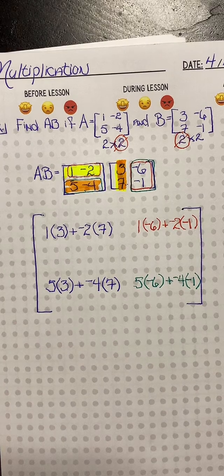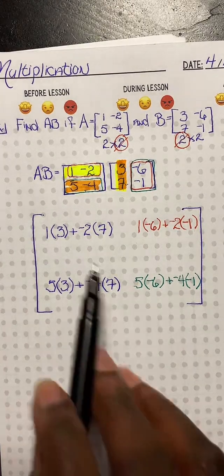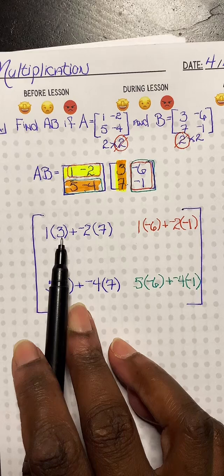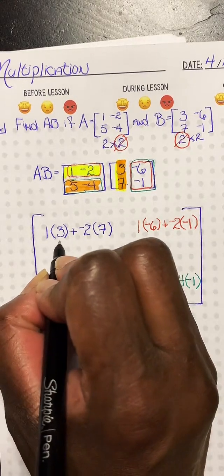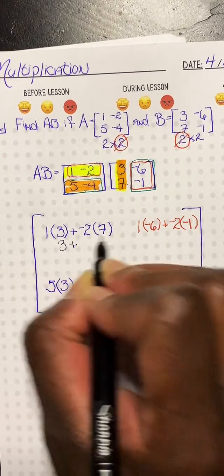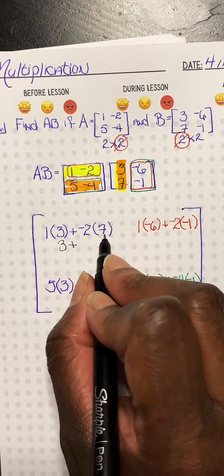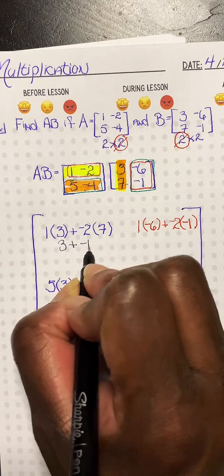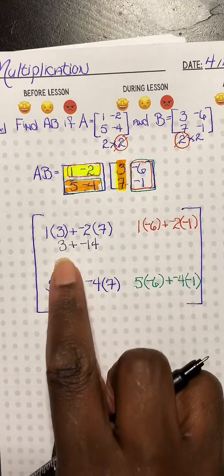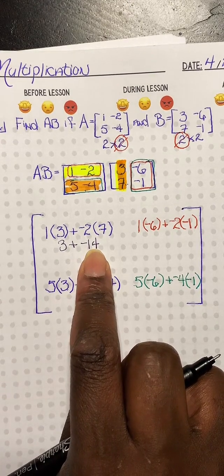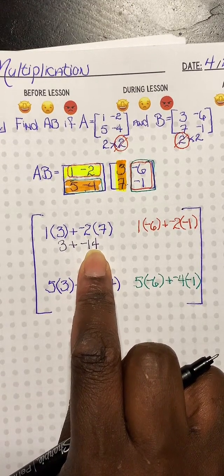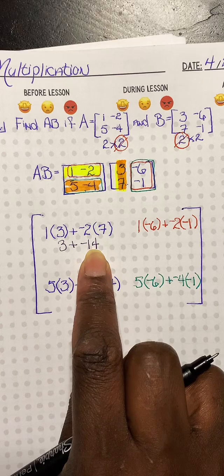So, now we're going to clean things up. Okay, we're going to get into the whole cleaning. So now we have 1 times 3, that gives me 3. Plus -2 times 7 gives me -14. What's 3 plus -14? This is what I need, y'all. What do we get?